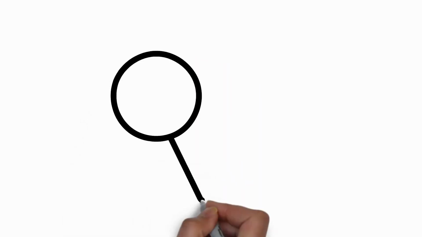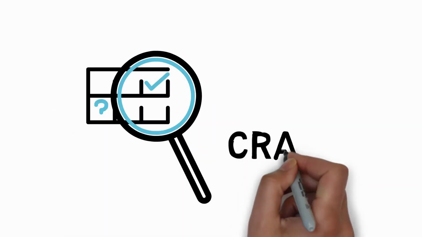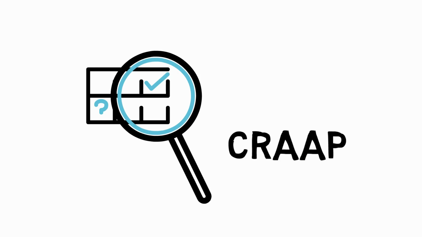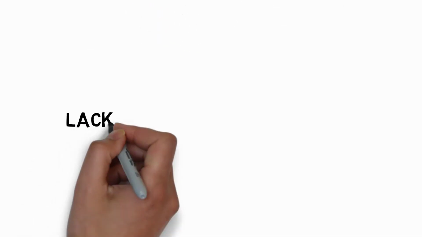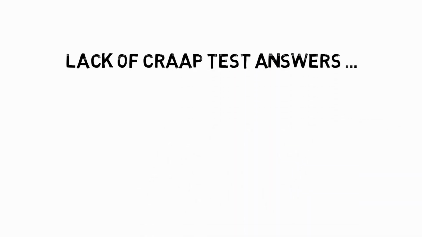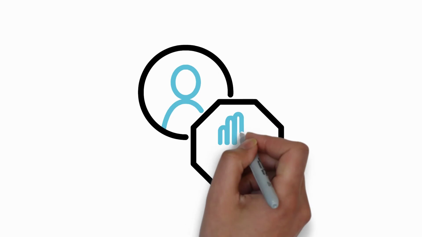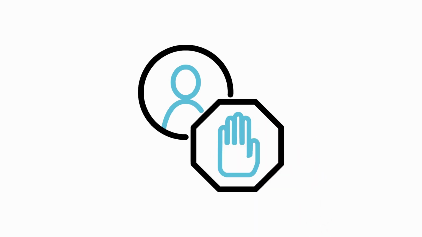Not every source provides all the details that might be needed to assess the currency, relevancy, authority, accuracy, and purpose of information. However, the fact that it's not always possible to answer CRAP test questions can be helpful in choosing sources. If information is missing, it might mean the source doesn't pass the CRAP test. This is the end of this video.